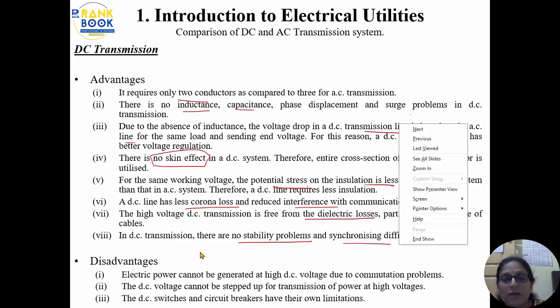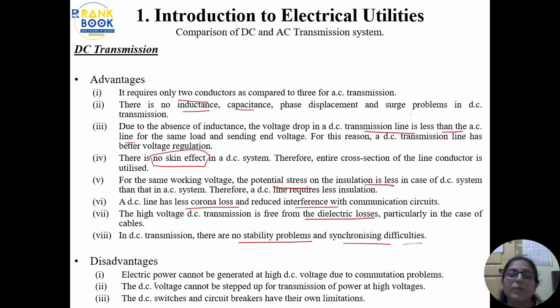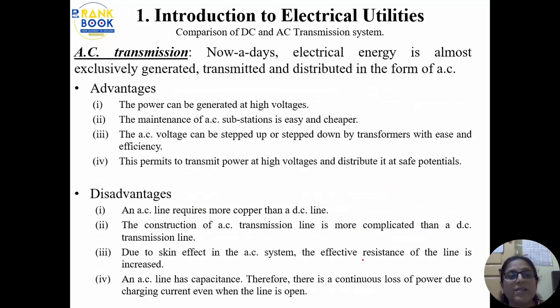And the disadvantages that we can observe majorly: electric power cannot be generated at high DC voltage, and DC voltage cannot be stepped up for transmission of the power at high voltages, and DC switches and the circuit breakers have their own limitations. And let us see the AC transmission.